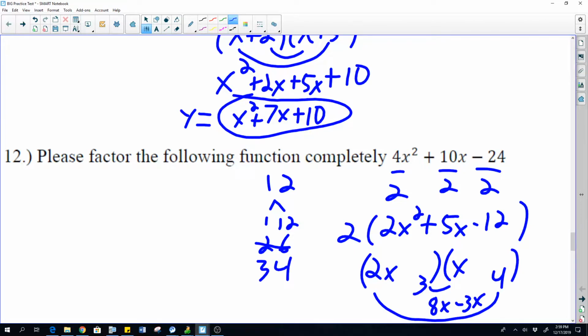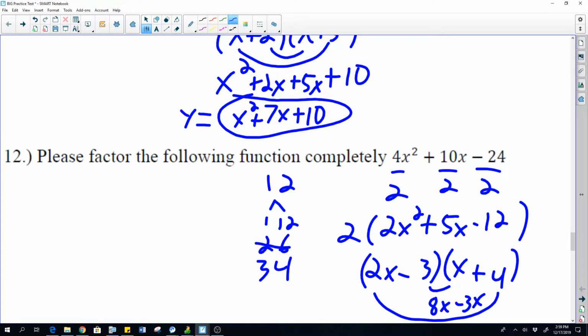We figured it out. So we need the 8 to be positive, so we're going to do a positive 4 with positive 2 gives us the 8x, and then minus the 3x. So we'll raise that 3 up there. Minus the 3x, good, will give us the 5x.